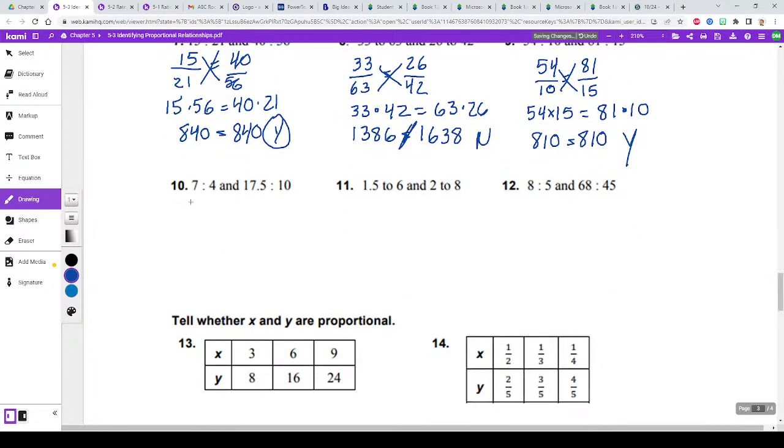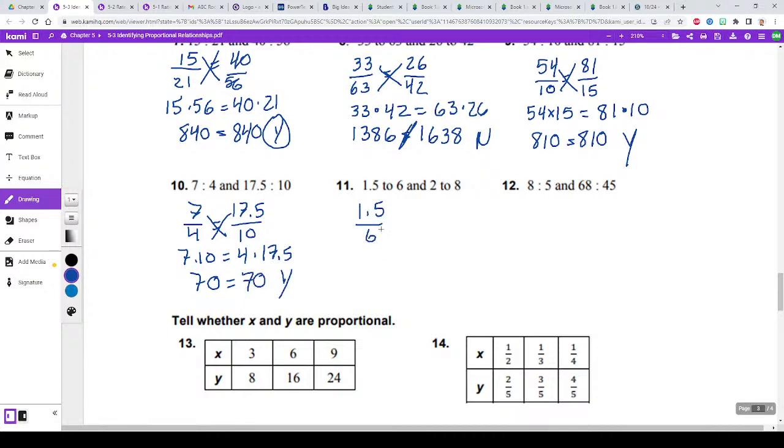Last row of these, we got 7/4 equals 17.5 over 10. Cross multiply. 7 times 10 equals 4 times 17.5. This is 70. 17.5 times 4 is also 70, so this is a yep.